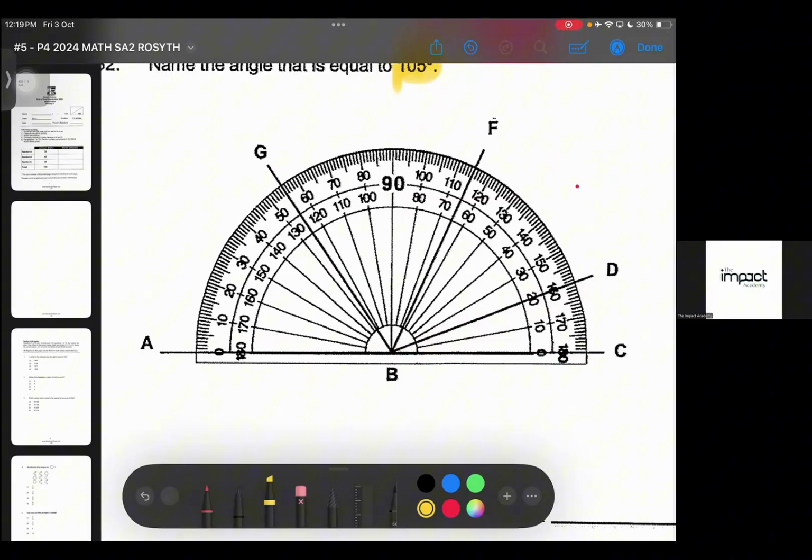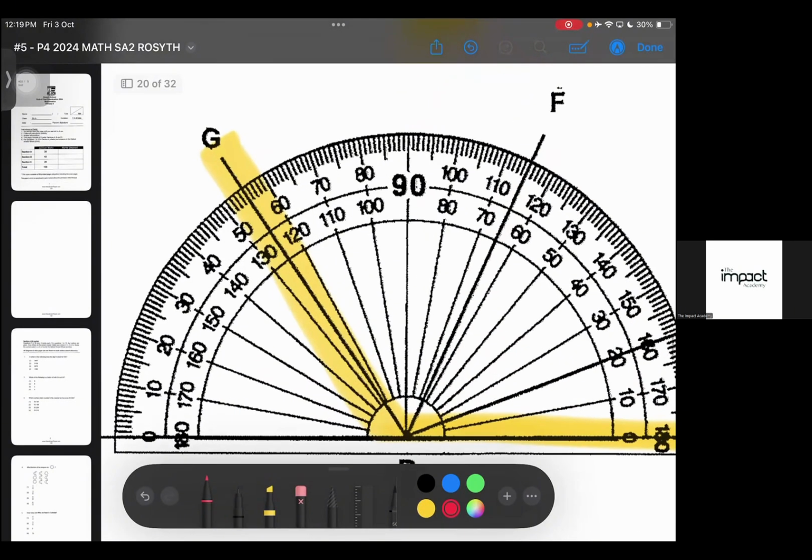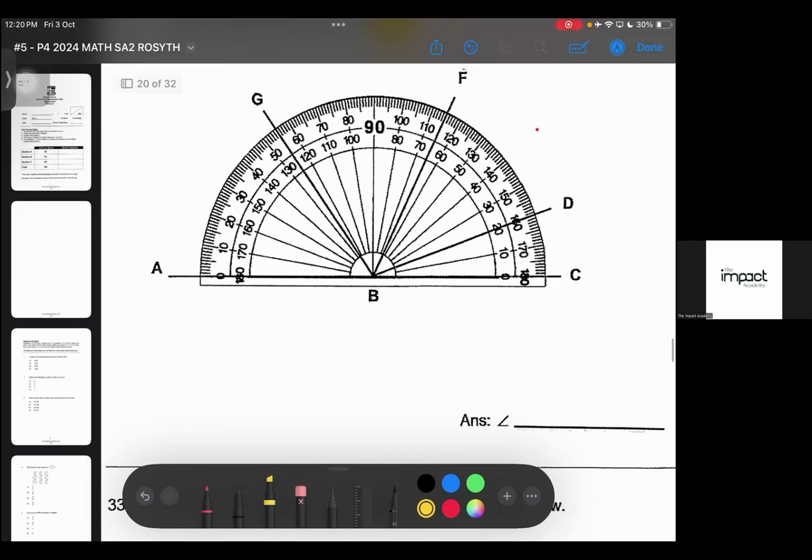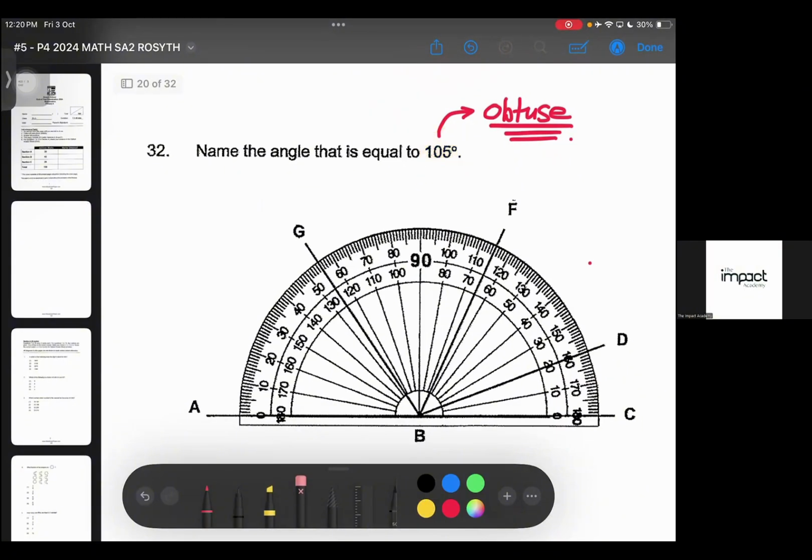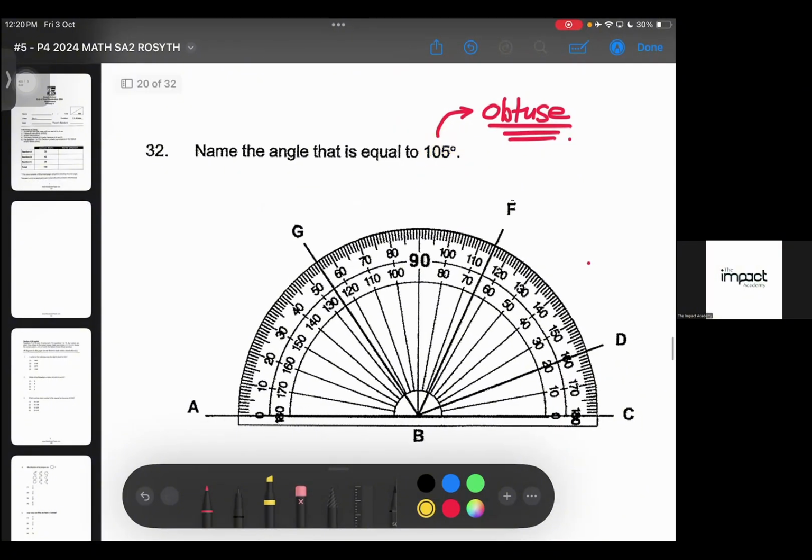Now, if it's obtuse, can I go with this? This is a bit too big. Why? Because you can see that this part over here is around what? 125. Do you understand or don't understand? All right, it's 125, which is a no-no. Agree or disagree? So my question to you is, what is the one that is 105?